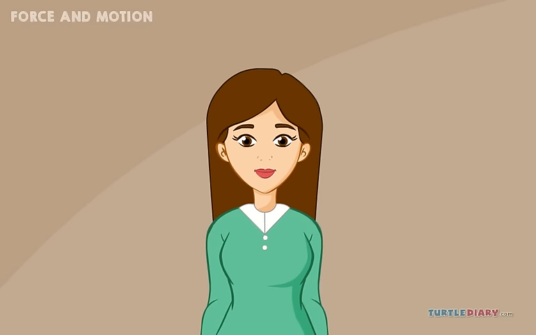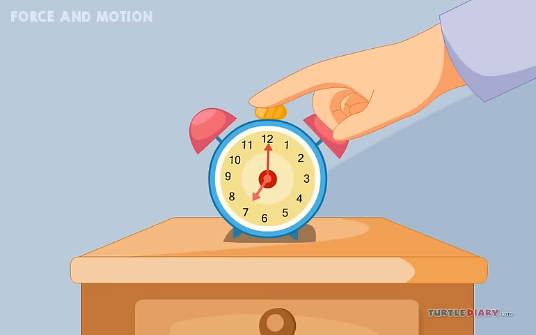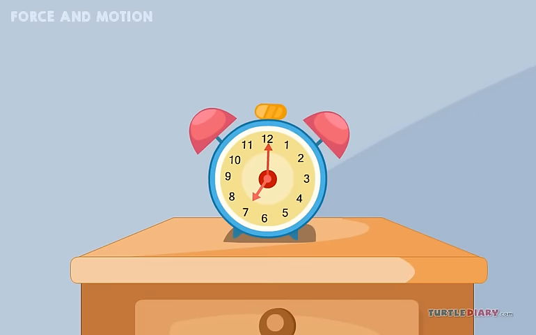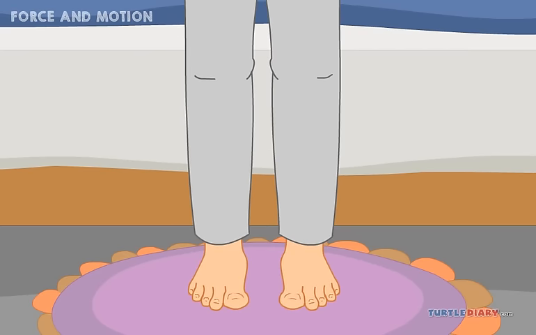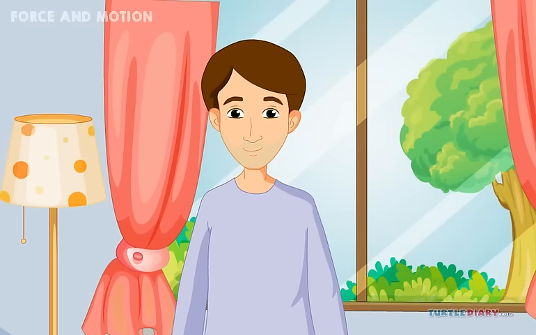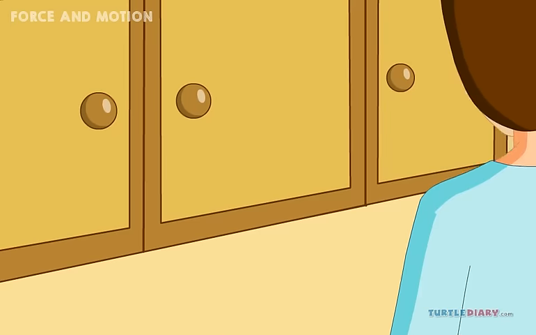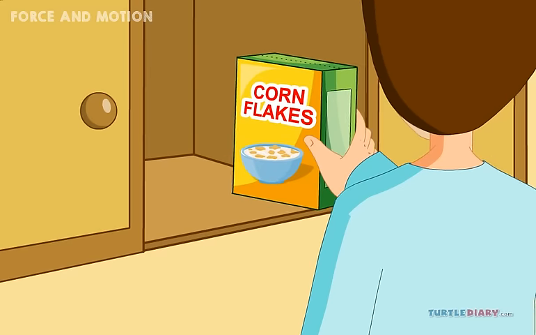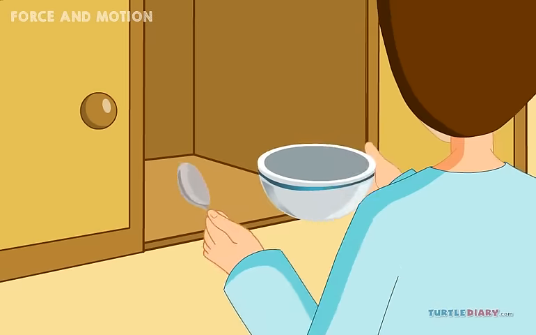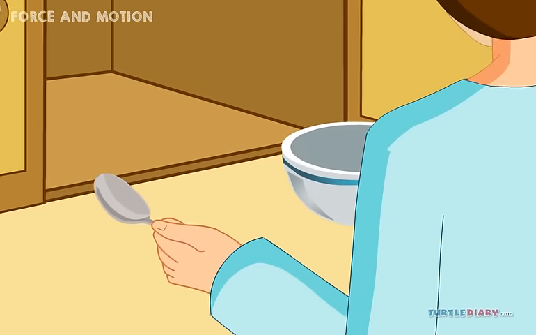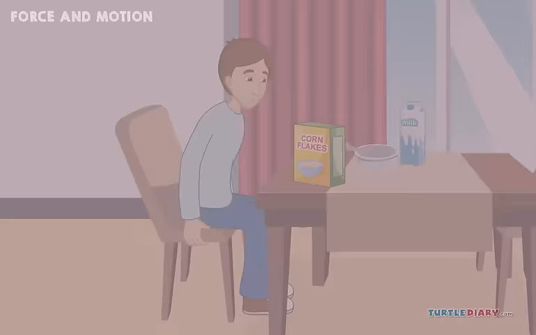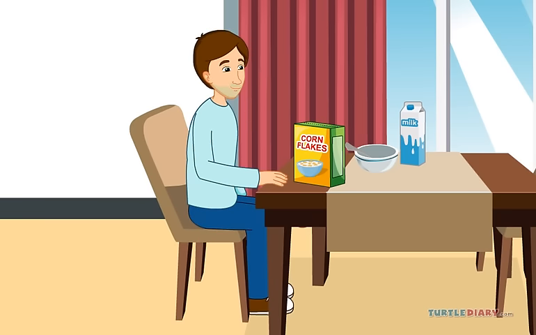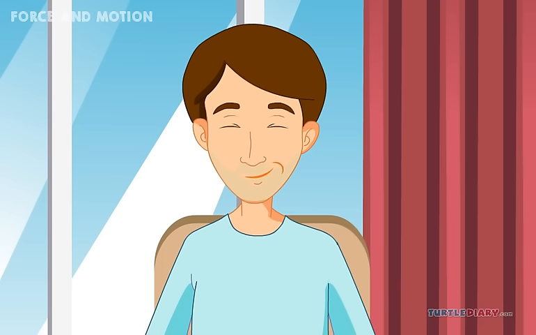This man pushes an alarm clock to make it stop ringing when he wakes up. He pulls the blankets off himself and uses his legs to push his body up. He pulls open a cabinet to get out his breakfast. He pulls out a bowl and a spoon. He pulls the chair back to sit down and pulls it back in under the table. His teeth push and pull the food.